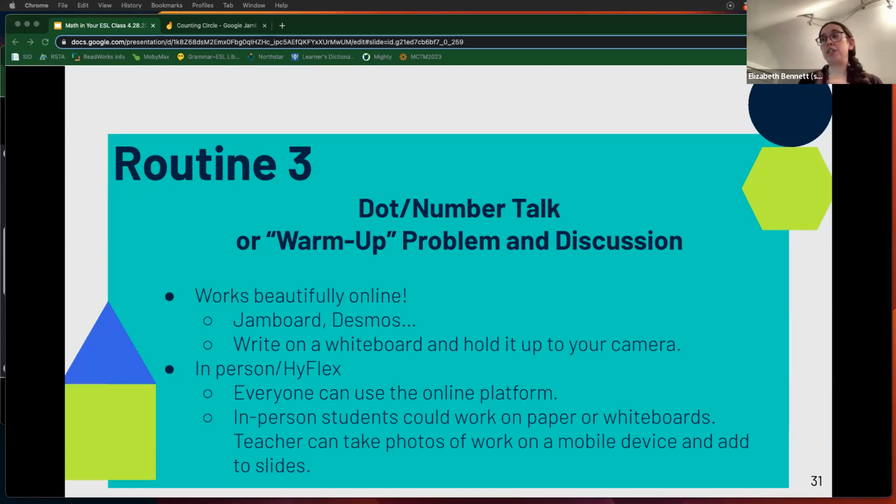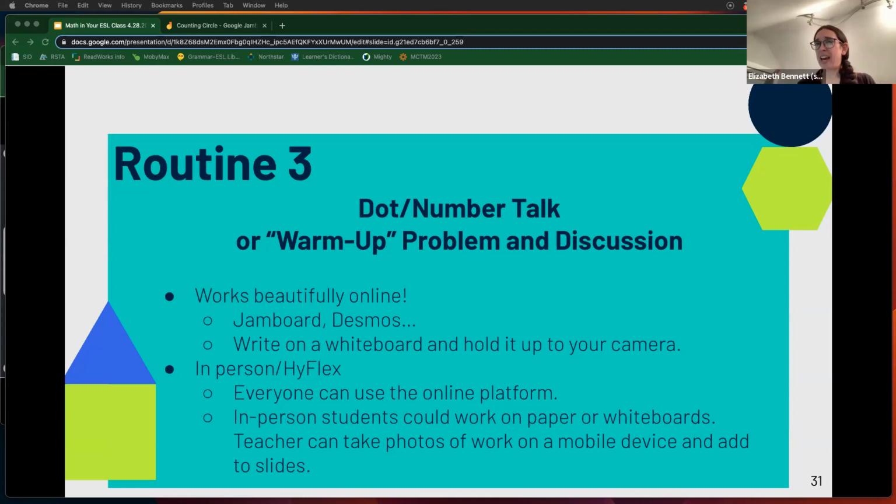So it works great online. You could use Jamboard, you could use Desmos, you could use other platforms. A less techie solution, your students could write on a whiteboard or a piece of paper and hold it up to their camera if they need to. If you have in-person students, you can still have everyone use Jamboard or whatever online platform, as long as you have devices and adequate Wi-Fi.